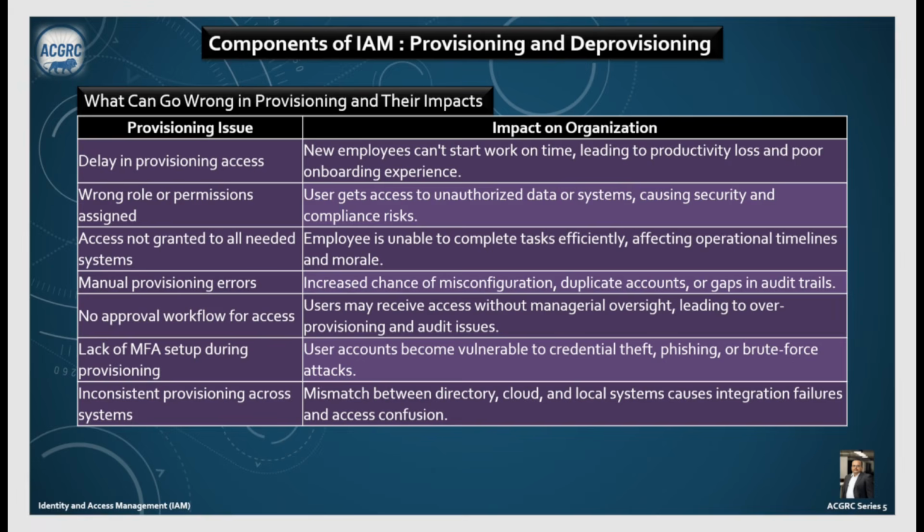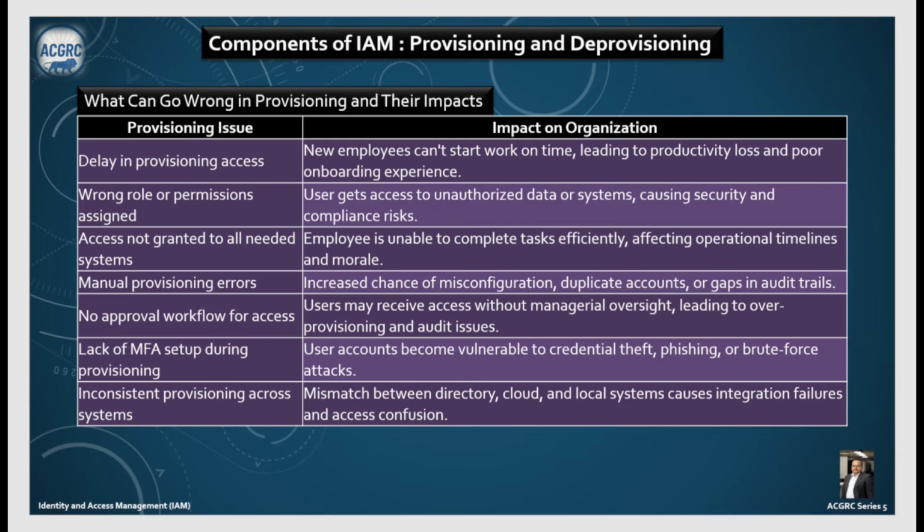What can go wrong in provisioning and what would be the impact? Well, if there is a delay in provisioning access, a new employee can't start work on time, leading to productivity loss and a poor onboarding experience. The next issue is if a wrong role or permissions are assigned to the user, the user gets access to unauthorized data or systems, causing security and compliance risk. If access is not granted to all needed systems, an employee is unable to complete tasks efficiently, affecting operational timelines and morale.